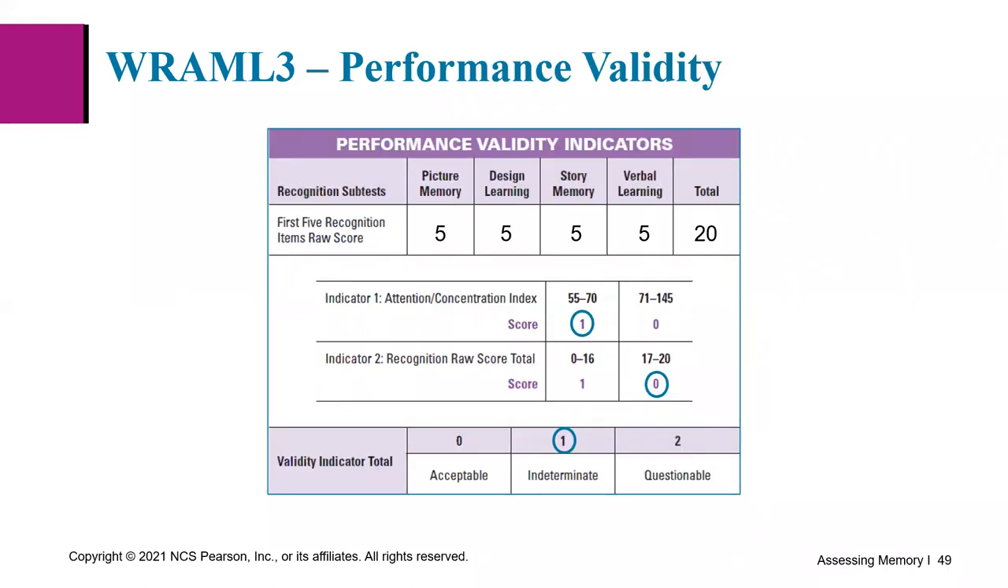I also mentioned earlier the importance of incorporating measures of performance validity into our assessment of memory. Just as we expect symptom validity measures to be embedded in measures like the MMPI-3, the RAML 3 has just such an embedded measure of performance validity made up of the attention concentration index and the sum of the first five items across all four recognition subtests. This provides the examiner with quantitative information regarding the likelihood that an examinee is putting forth sufficient effort during testing.